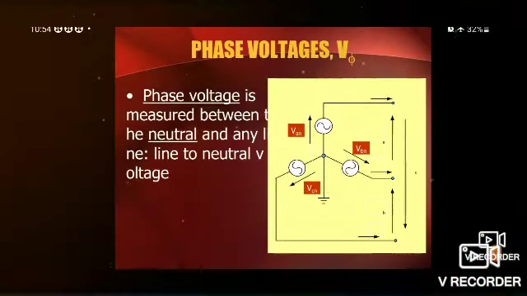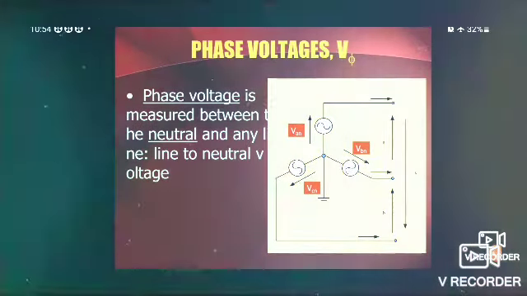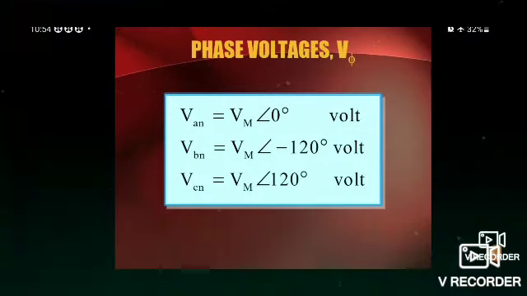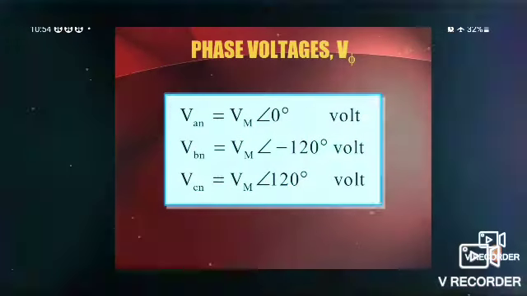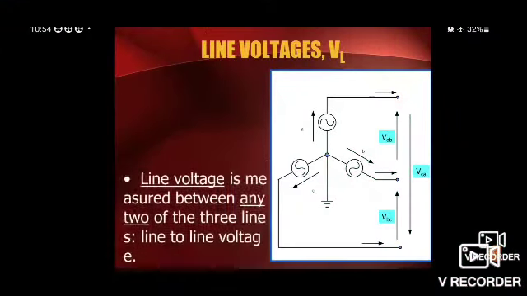Then phase voltage. The phase voltage is measured between the neutral and any one line, that is line-to-neutral voltage. That is VAN equal to VM with angle 0 degrees. VBN is VM with angle minus 120 degrees. VCN is VM with angle 120 degrees.